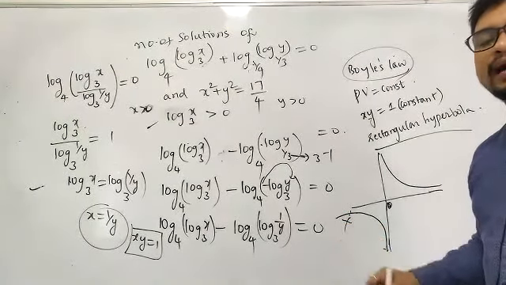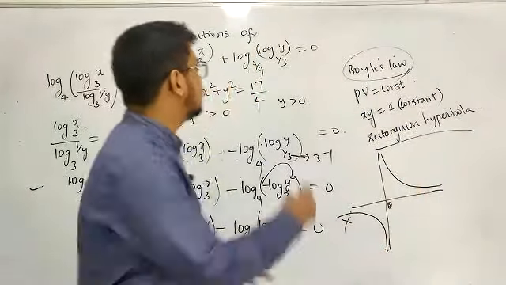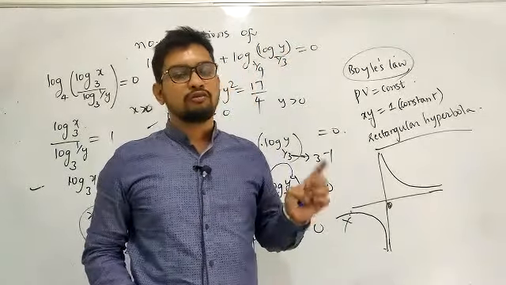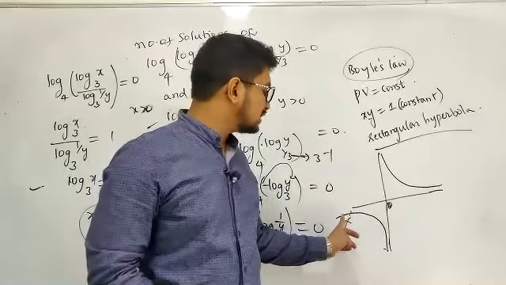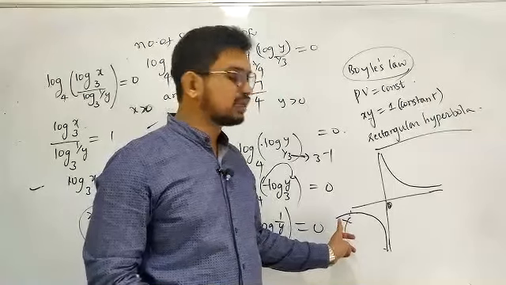So for this part, the x value is less than 0 and the y value must also be less than 0. But x less than 0, y less than 0 is not in the scope of our question. That is invalid with respect to our question. So this part is not valid.